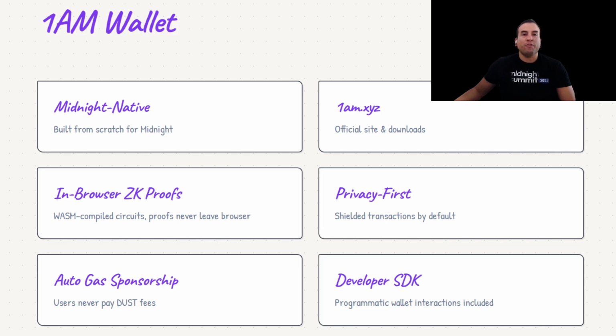Privacy is a default with 1AM. Shielded transactions are on by default, not an opt-in toggle. You can get it from 1am.xyz.